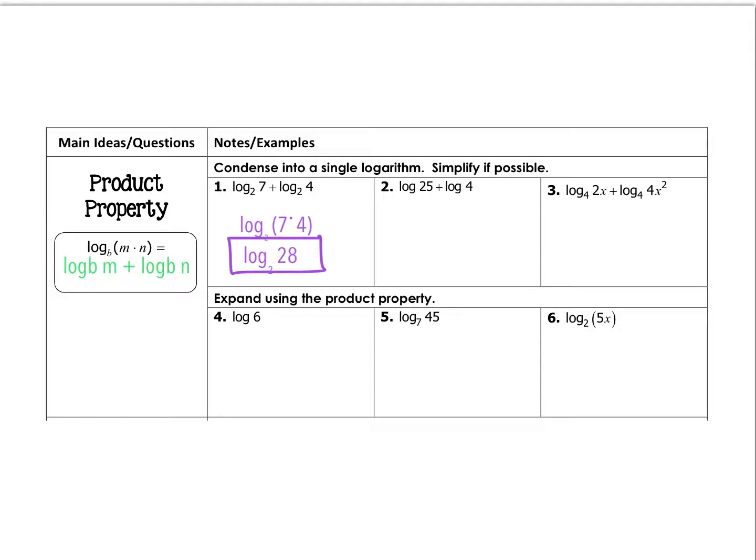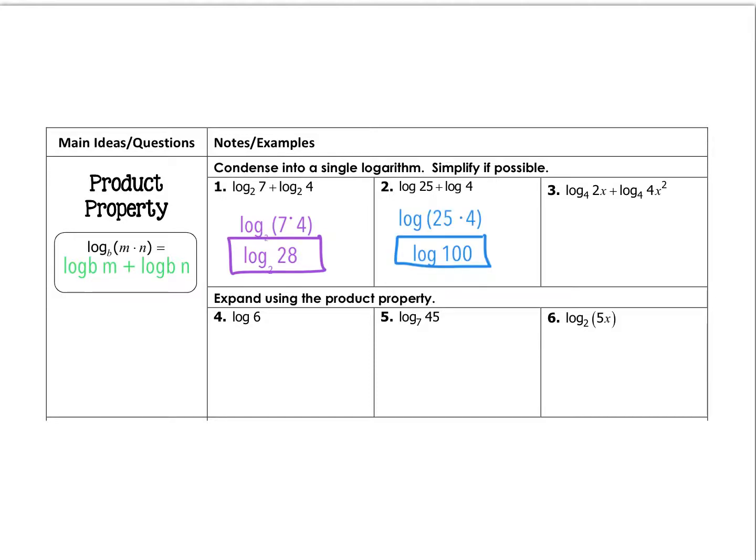Now you may be thinking, okay, why are we doing this? Well, eventually in our lessons later on, we're going to be actually solving, and we need to know these properties really well and be able to move between the 2 formats in order to solve those equations. So what I'd like you to do is pause the video, and I'd like you to try number 2 on your own. So log 25 plus log 4. If you notice, they don't have a base that's explicitly written there, but what do you know about the base that is actually there? So pause the video and try this one on your own.